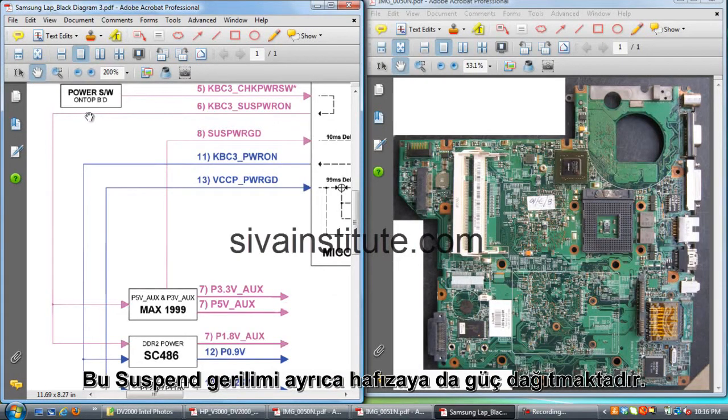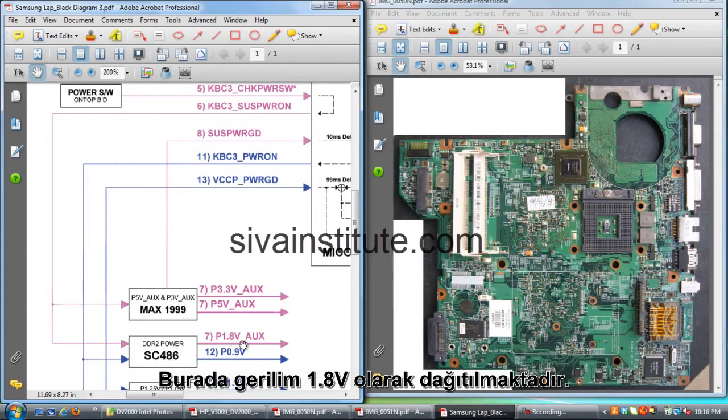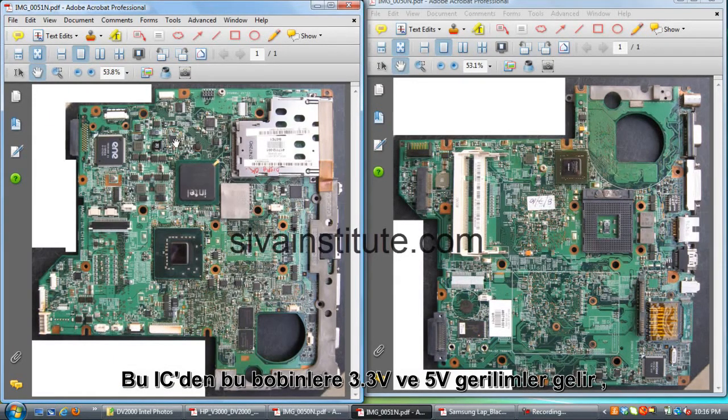Suspend power 3.3 volts goes to the 5 volts and 3.3 volts regulator IC and the memory supply regulator also. This voltage is the DDR2 1.8 volts auxiliary supply. When this 3.3 volts comes to this IC and this IC, these regulators release the supplies 3.3 volts, 5 volts and 1.8 volts. This coil's output will come out from these coils, 3.3 volts and 5 volts.